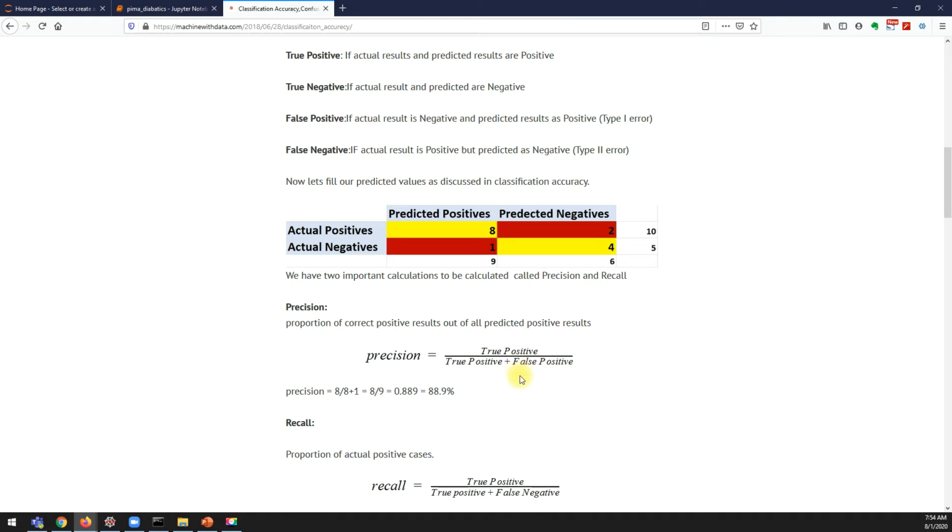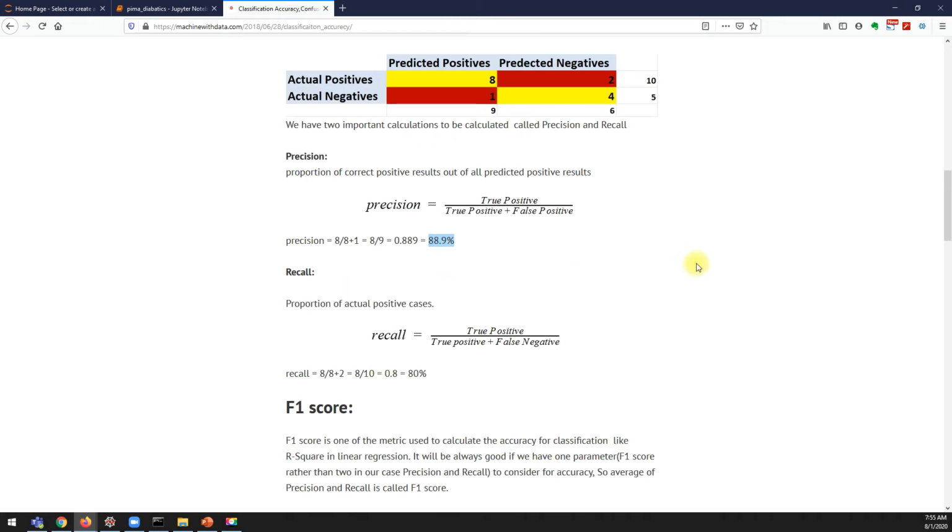It is a negative but predicted as a positive. But I want to know the proportion of all our actual positives versus all the predicted positives. That's why in the denominator I have true positive, which is actually positive, plus false positive. The proportion of all the positive results over the predicted positive results, in our case, is 88.9%.